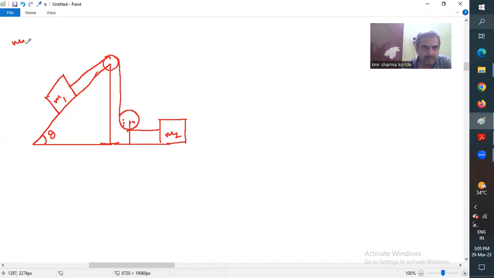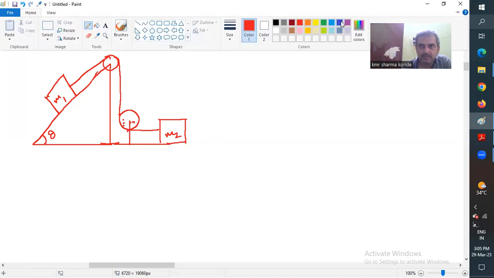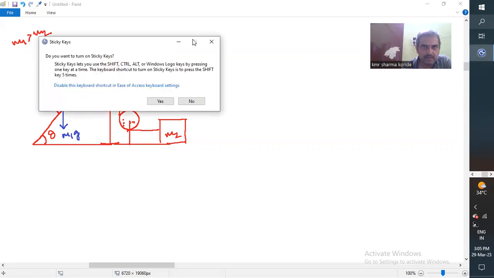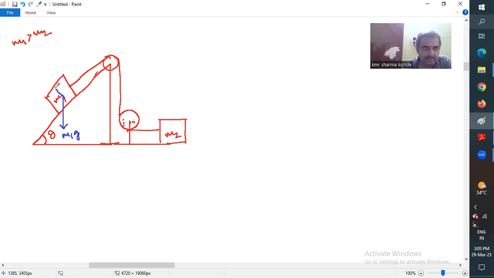Suppose m1 is greater than m2. Before that, since the body of mass m1 is on the inclined plane, its weight acts vertically downwards, it is m1g. Then the normal reaction is perpendicular to the surface of contact. So this is the normal reaction. The component of its weight against the normal reaction is m1g cos theta. The other component, making the block move down, is m1g sin theta.